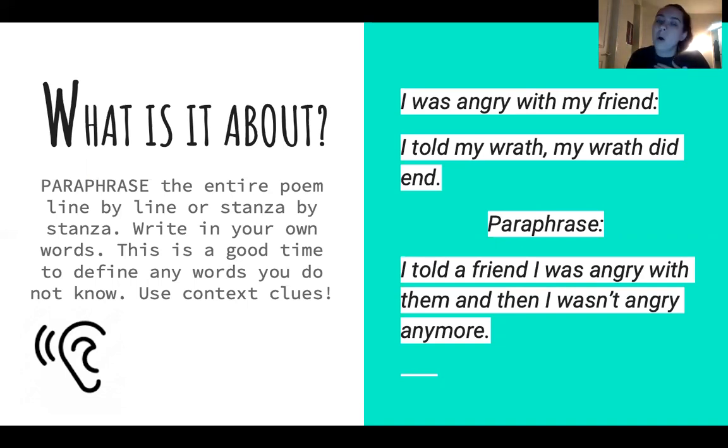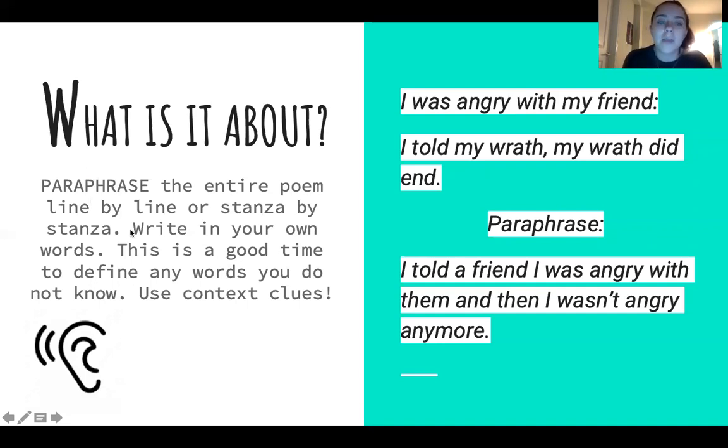So we're going to look through the poem. We might do it line by line. We might do it stanza by stanza, depending on the poem. If the poem is only like 8 lines, we're definitely going to do it line by line. But if it's like 3 pages long, we're going to do it stanza by stanza. And for each stanza or for each line, we're putting into our own words what the poet is talking about.